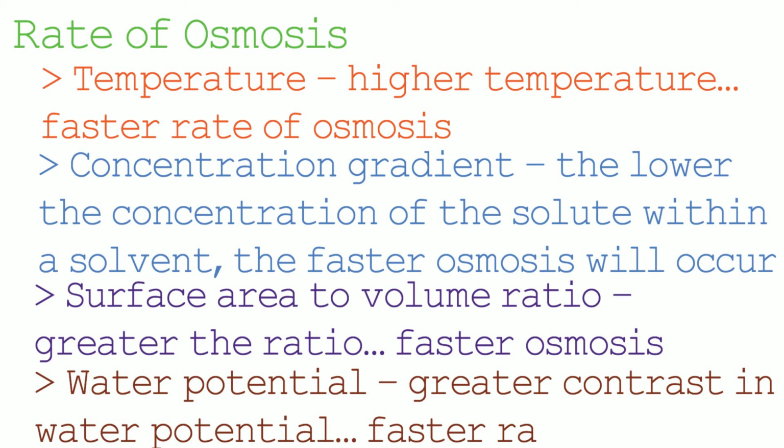Water potential refers to how free the water molecules are to move. Pure water has the freest molecules and therefore the highest water potential. A more concentrated solution has a lower water potential. This is because there are more solutes for the water molecules to be attracted to. In the example that we had above, water is moving from a solution with a high water potential, which is the pure water, to a solution with a lower water potential, which is the sucrose solution.